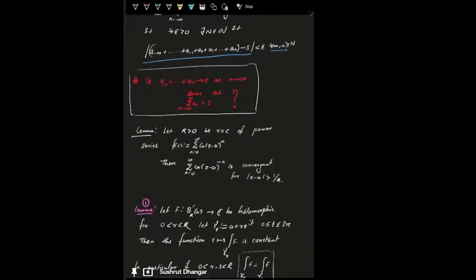Now, an open question to the audience. The statement says: we are taking this partial sum, which is a_{-n} plus so on up to a_n, and this converges to s as n goes to infinity. Is this the same as saying that the doubly infinite series, doubly infinite in the sense that n goes from negative infinity to infinity, of a_n, converges to s?